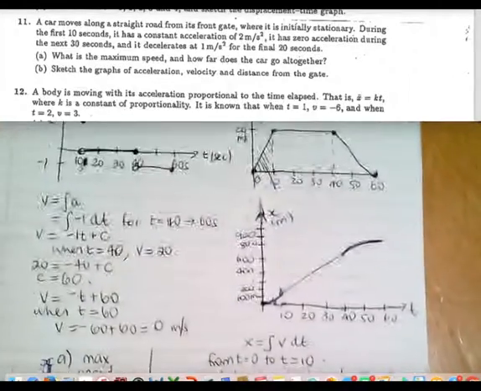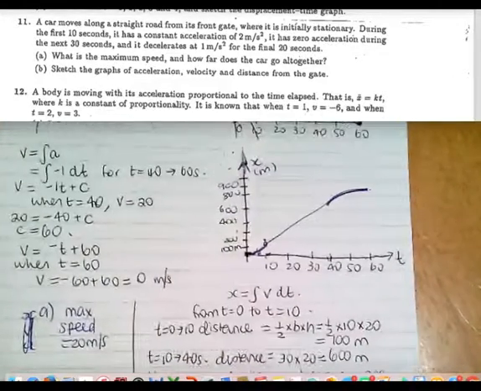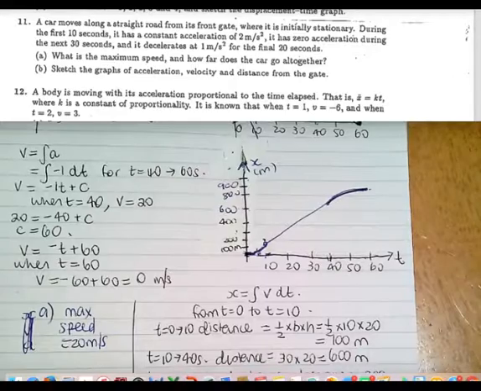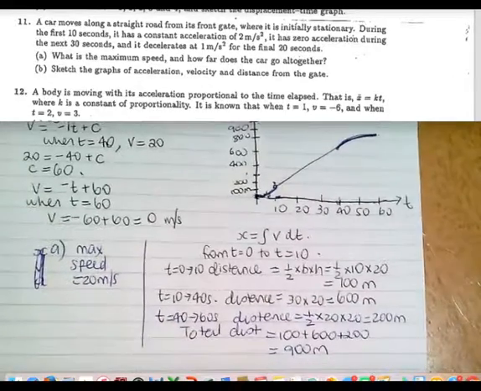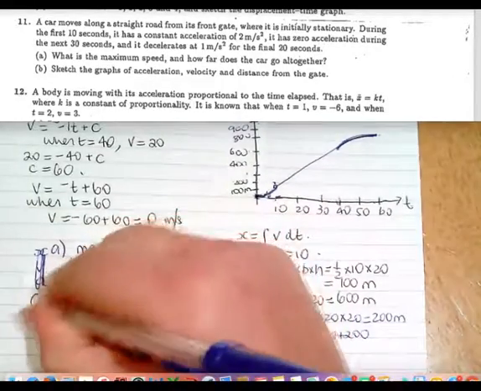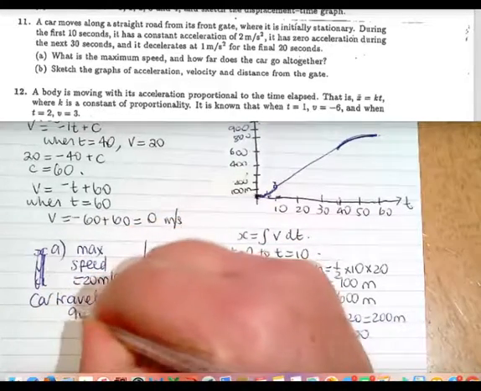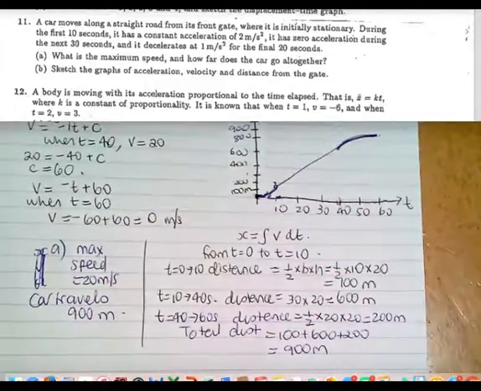Maximum speed is 20 meters per second. And how far does the car go altogether? Well, altogether, the car travels 900 meters. Okay, now for question 12. I think that one's okay. Yeah, that one's pretty okay, fairly straightforward.